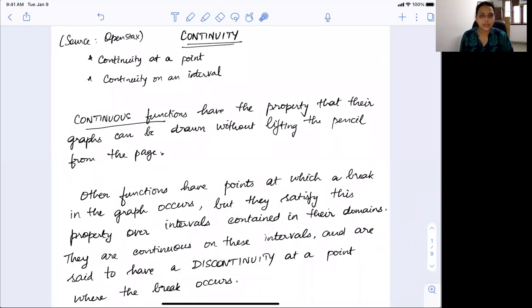Hello everyone. So this video is going to be on continuity of functions. We'll first review continuity at a point and then look at continuity on an interval. So what are continuous functions?